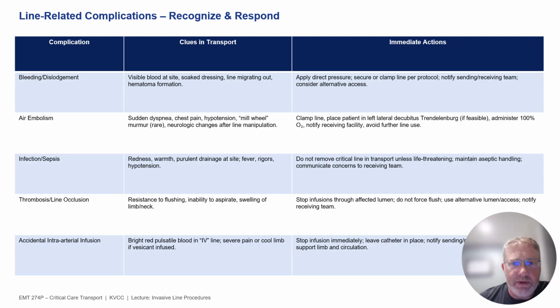Bleeding and dislodgement. Those are the most visible, regardless of line. If you've got blood at the site, a soaked dressing, or a line that's migrating out, your first reaction should be direct pressure and then line security, making sure that the line is secure.